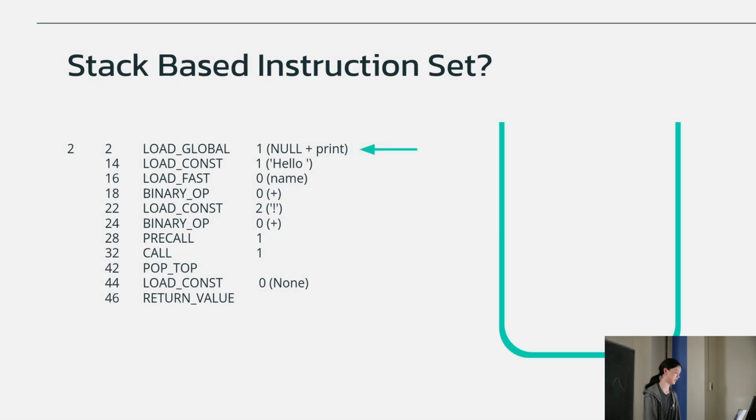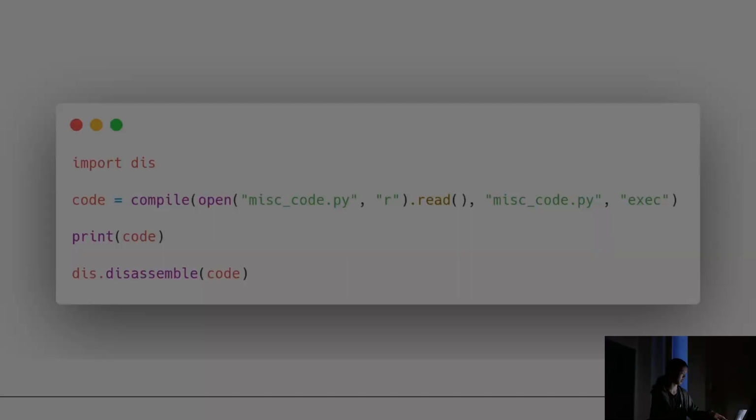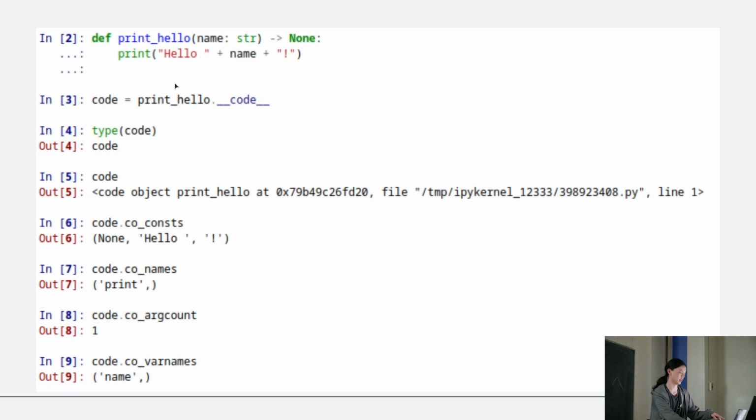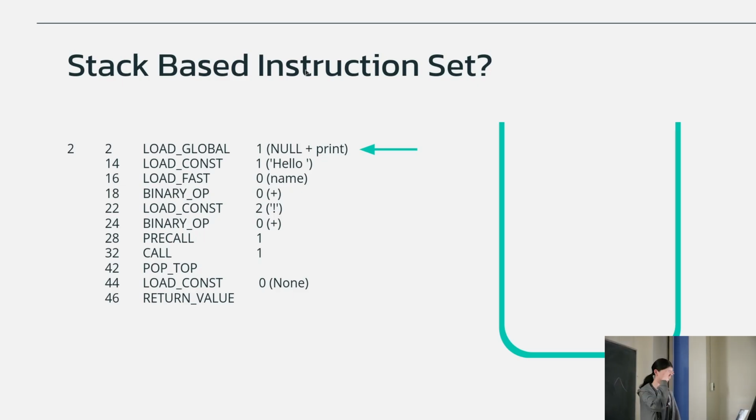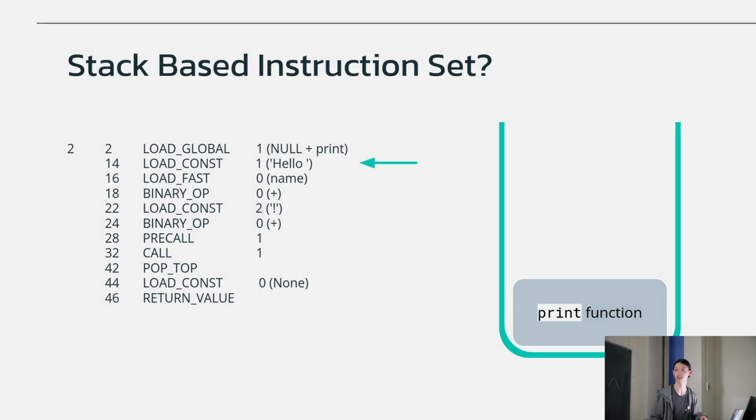So what do I mean by stack-based instruction set? I'm just going to run through this set of instructions, which is actually from this hello function that we saw earlier. We have the instructions on the left and a stack on the right. The first instruction is a load global, and it's been told to load the print function. So it will load the print function from the standard library and toss that onto the stack. Next we're loading the constant hello as a string. That goes onto the stack.